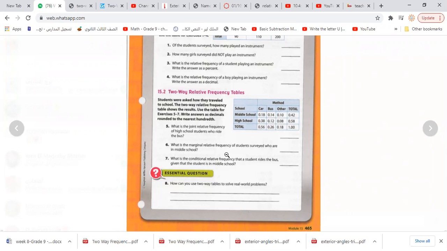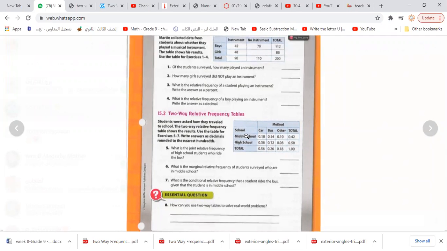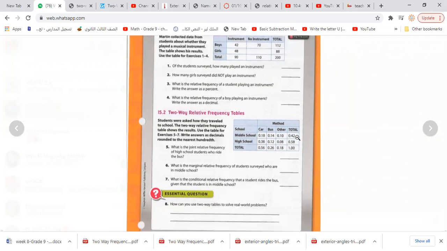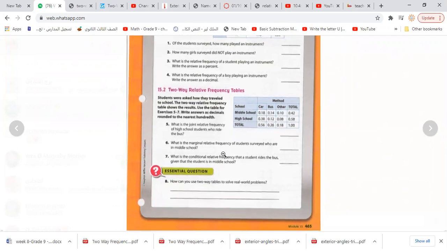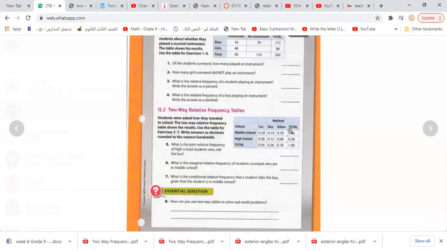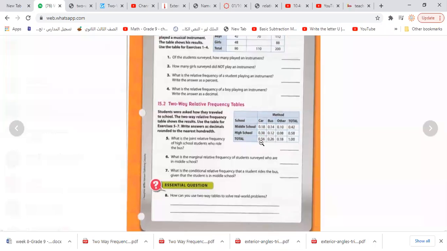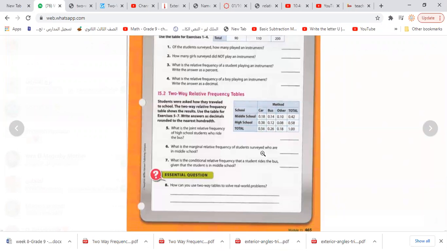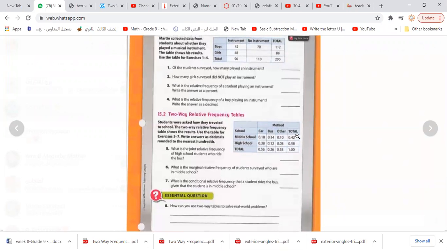Then, in question number 6, he said, what is the marginal relative frequency? So this means that we are going to search in the outer column and row. He said, surveyed who are in the middle school. So we will go to the middle school and we will use the last category. Did you understand me? He said marginal. Then for marginal, you will search in this column and this row. But he said surveyed who are in the middle school.